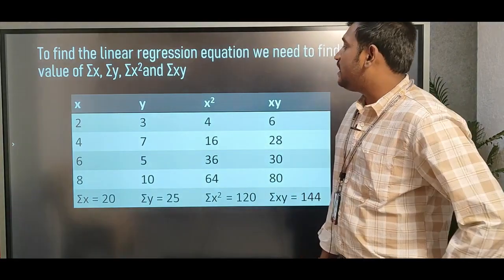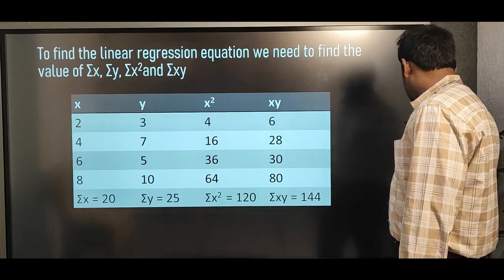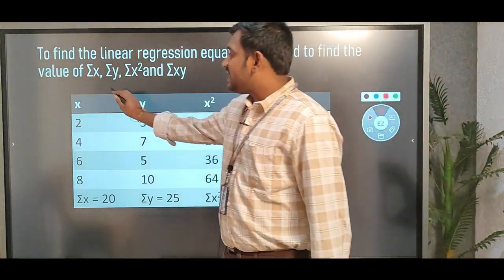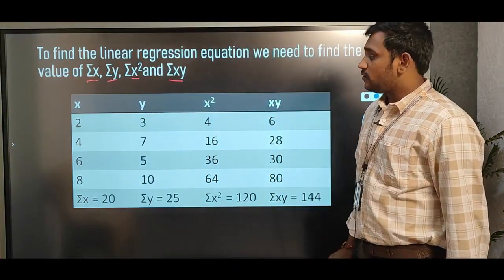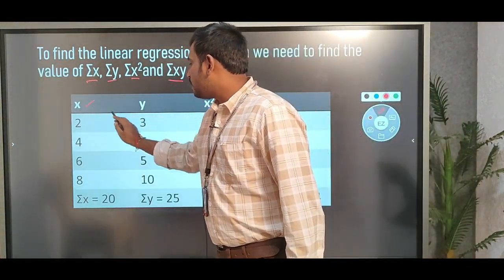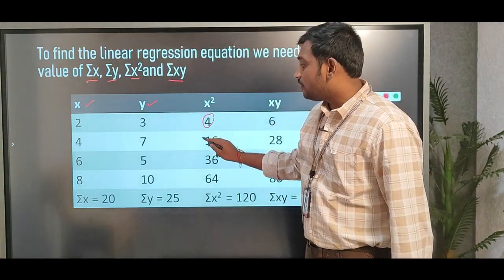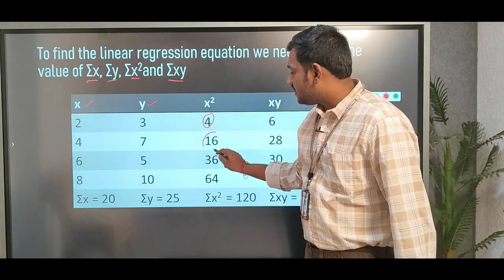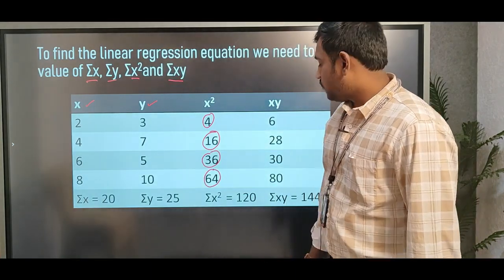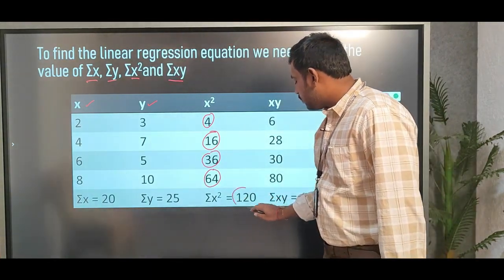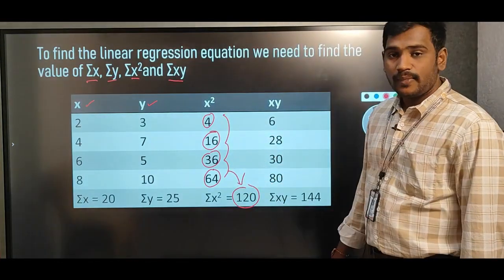So to find a linear regression equation, we need to find the values of sigma x, sigma y, sigma x square and sigma x into y. These are the given values already. X value 2, then x square is 4. If the value is 4, then x square is 16. Similarly 36 and 64. So what is the sigma x square value? If you add all these 4 values, the answer will be 120.